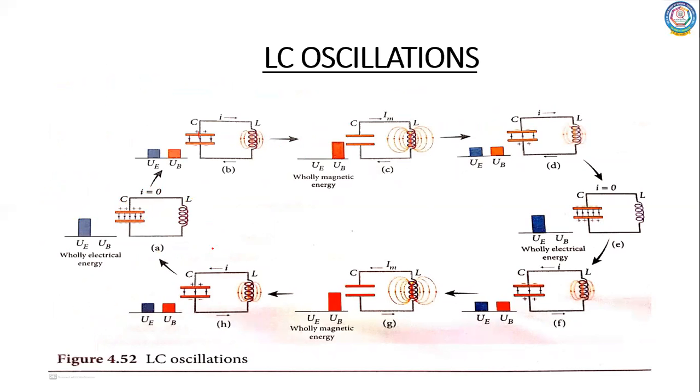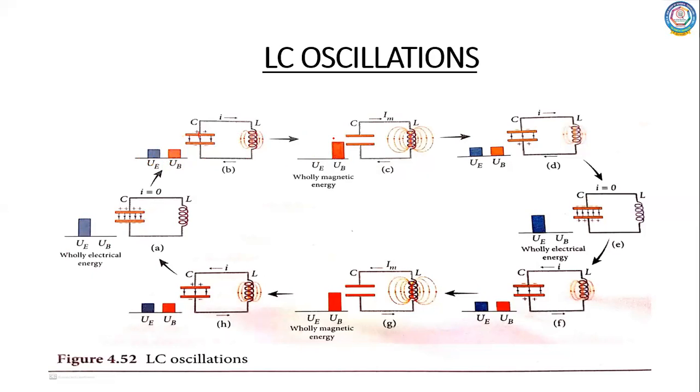Then the second case: the charge in the capacitor starts decreasing. There is a current flow in the circuit, and magnetic energy is created in the inductor due to the current flow. Now the energy is due to both the electrical energy and the magnetic energy, so the total energy is the sum of electrical and magnetic energies.